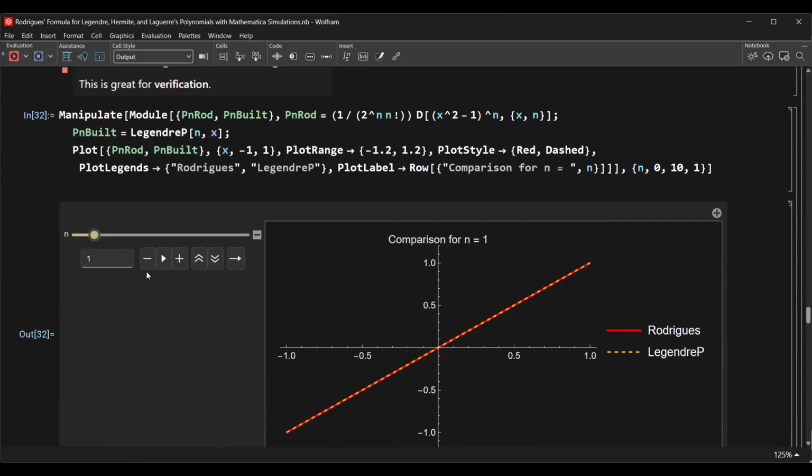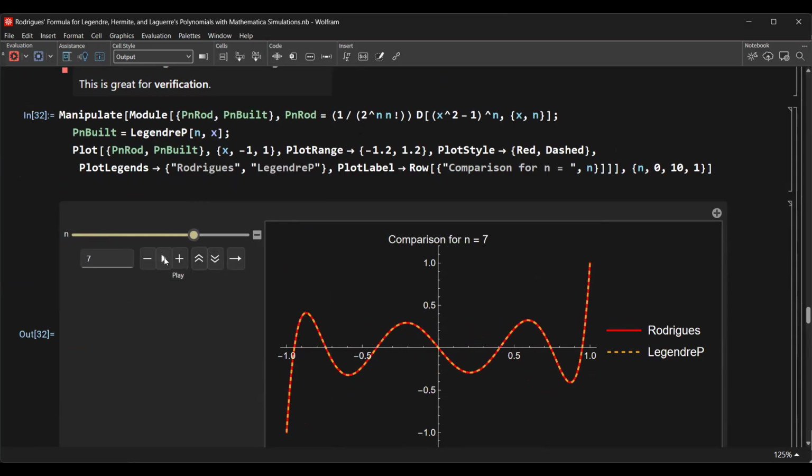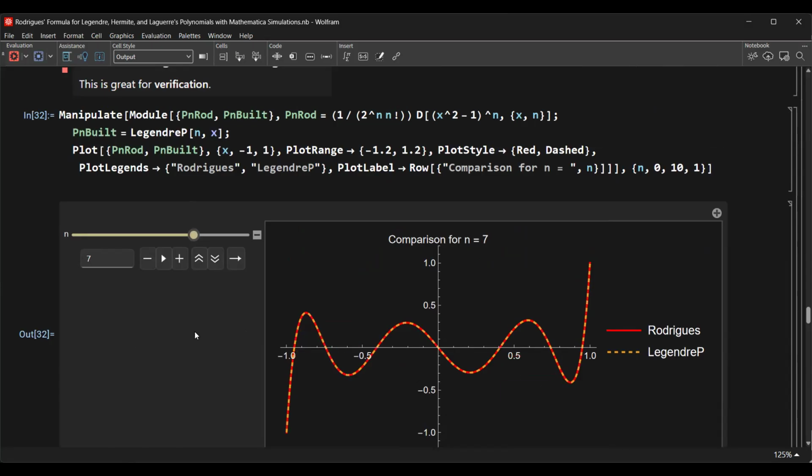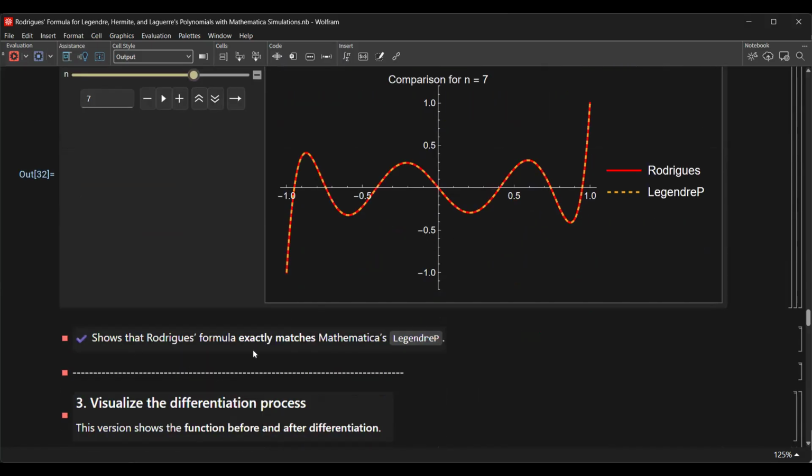Now we have the Rodrigues formula and the Legendre polynomials here. For example, here, it shows that the Rodrigues formula exactly matches the Mathematica Legendre polynomial. So this is from -1 to +1. The red color here is the Rodrigues formula. We have the Legendre polynomial as the dashed curve here. So it shows that the Rodrigues formula exactly matches Mathematica's Legendre.